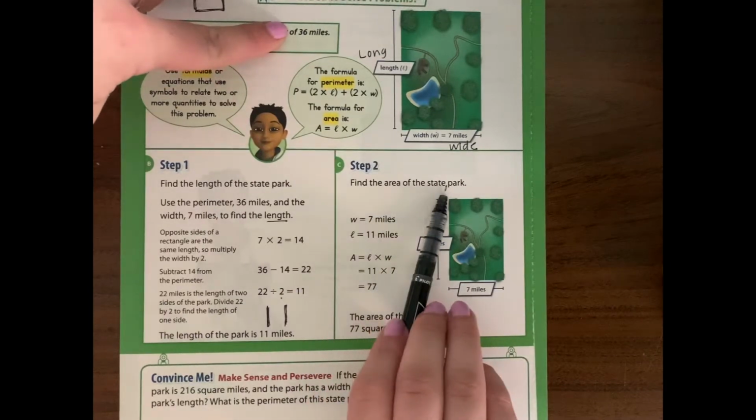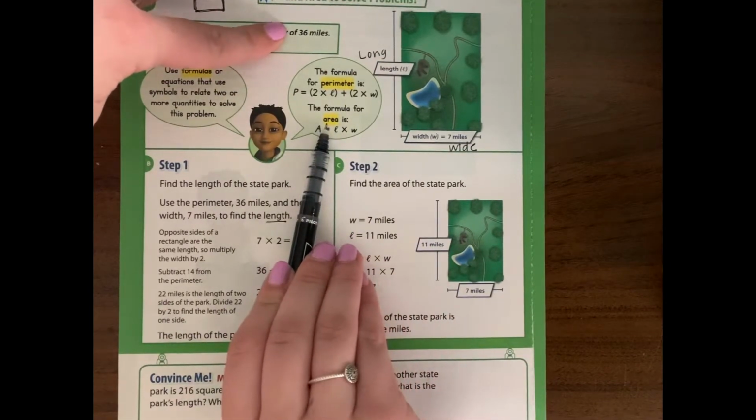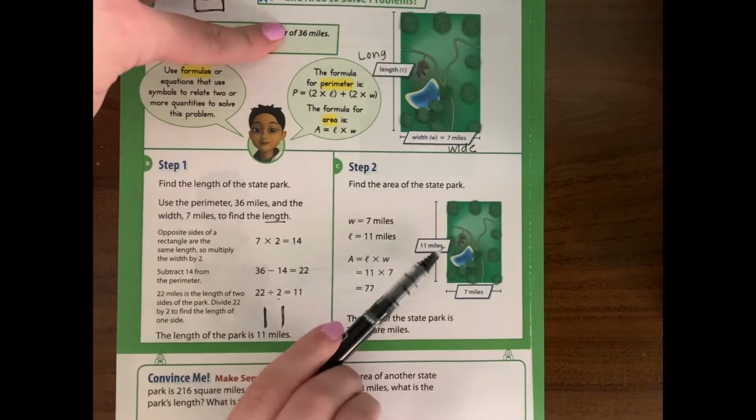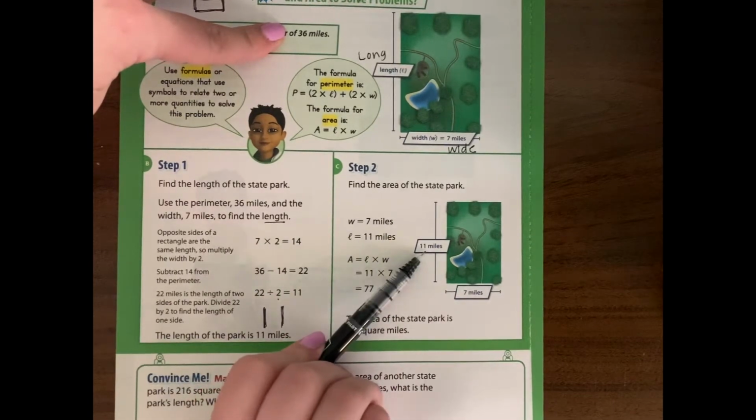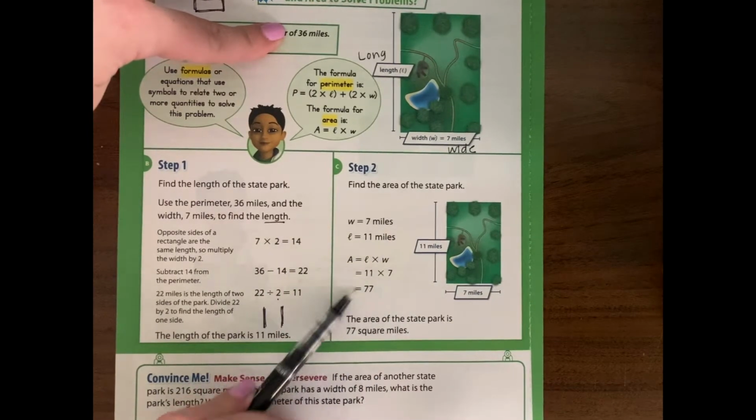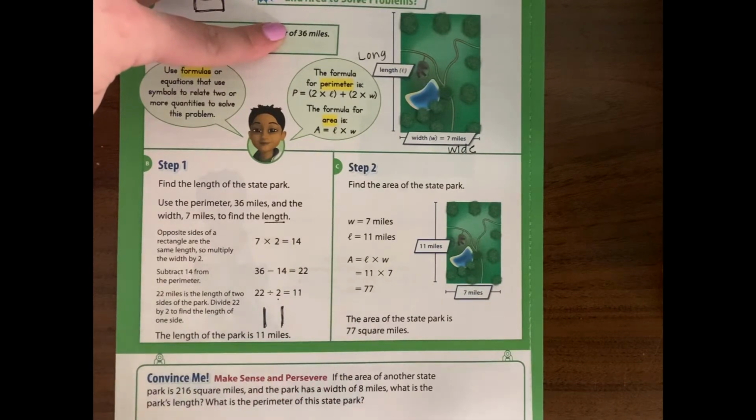On this one, find the area of the state park. If I look back up here, my formula for area is length times width. So my length is 11 and my width is 7. So my area is 77 square miles.